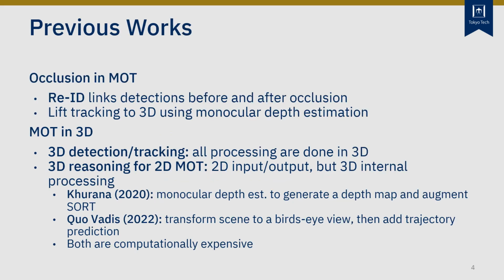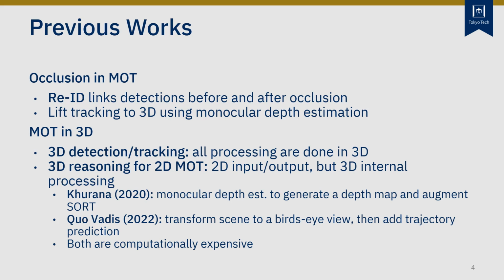To overcome occlusion in MOT, the most common method is to use re-identification or re-ID to link detections before and after occlusion. However, re-ID cannot reliably handle longer occlusions due to a drift in the visual features the longer the occlusion is. Another method is to lift the tracking from 2D to 3D using monocular depth estimation, stereo camera, existing LiDAR point cloud, or others.